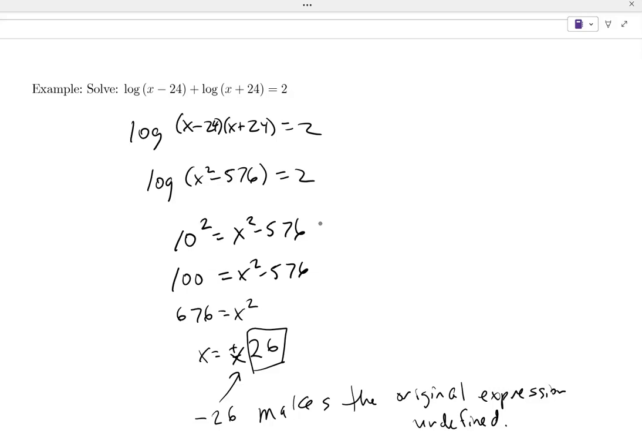So that's an important last step anytime that you're solving these log equations, is that you need to make sure that the answers you're getting make sense. Okay. So you throw out the negative in this case because it makes both of those pieces negative.